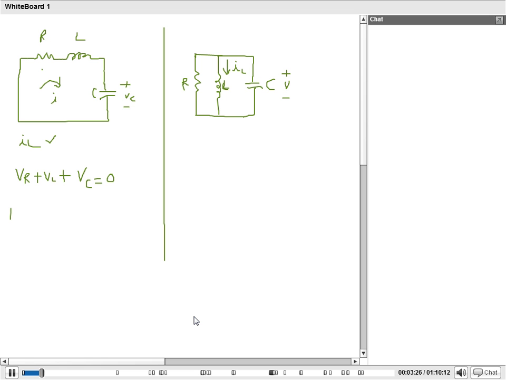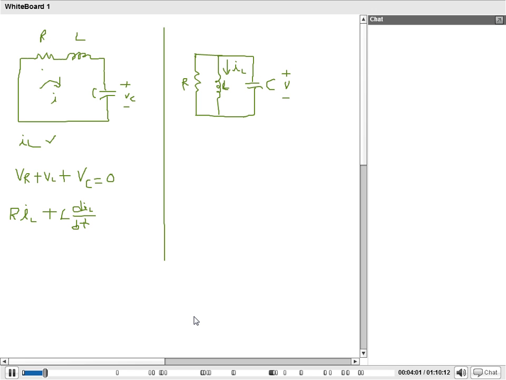So what is VR? VR is the voltage drop across the resistor. So I am writing R into IL, since I have taken IL as the variable. What is the voltage across the inductor? L into dIL by dt. So what is the voltage across the capacitor? You have to write the voltage across the capacitor in terms of IL.